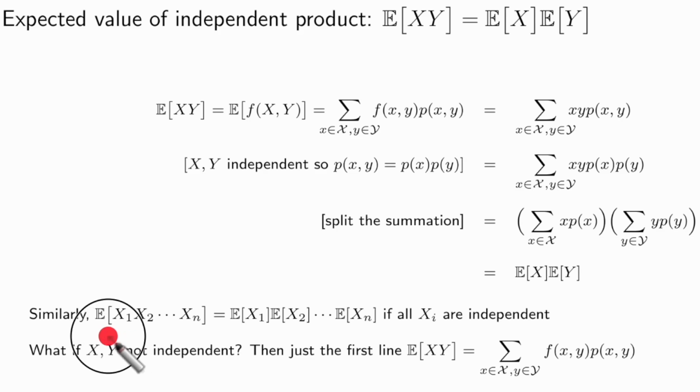We can generalize. If X1, X2, up to Xn are all independent, then the expected value of their product is the product of the expected values. If X and Y are not independent, then we need to compute the expected value using the definition.